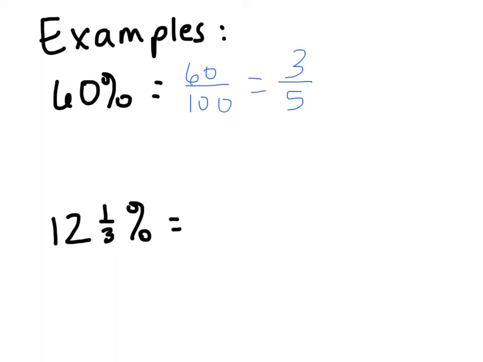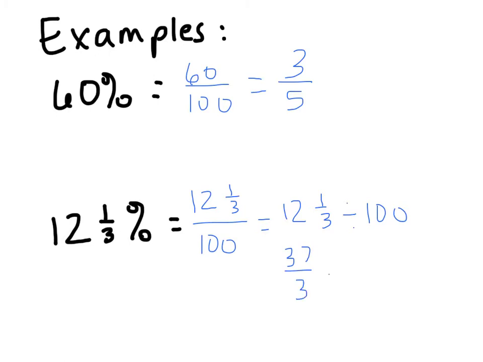Okay? 12 1/3 percent. We're going to put 12 1/3 over 100. But what happens is I don't want to have a fraction within a fraction. So I say, okay, well that's like 12 1/3 divided by 100. 12 1/3 is 37 thirds. Divided by 100 is times 1/100th. So it's 37 over 300. Now I don't have to do that every time if it's not a fraction within a fraction.